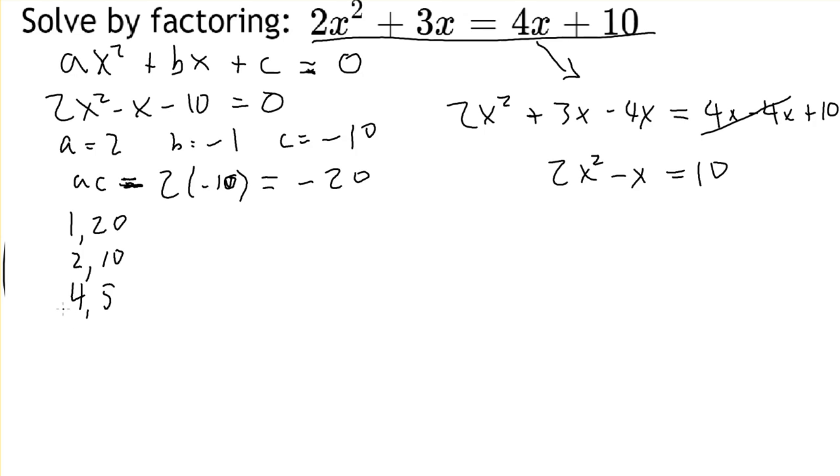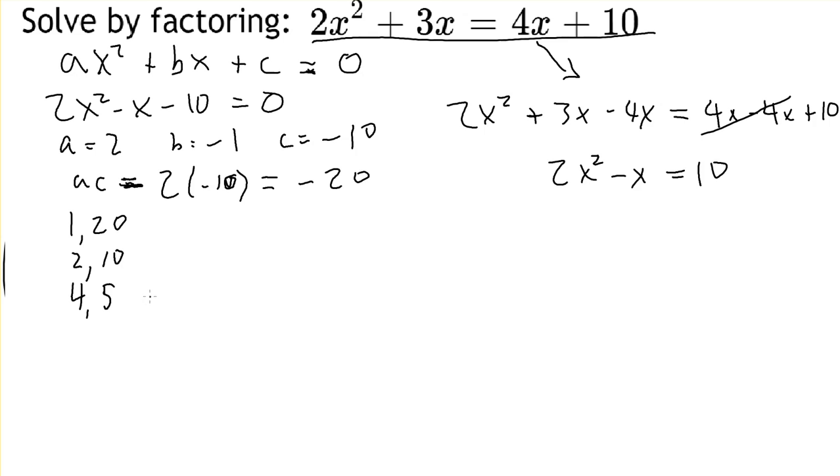Likewise, if I had a -4 and multiplied it by 5, that would be -20. And if I had a -5 and multiplied that by 4, that would also be negative 20. So all these pairs give me these possibilities, right?